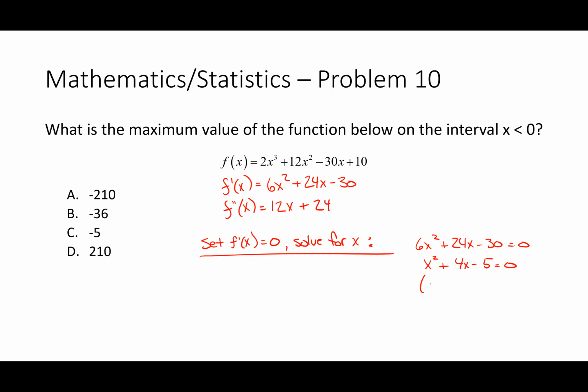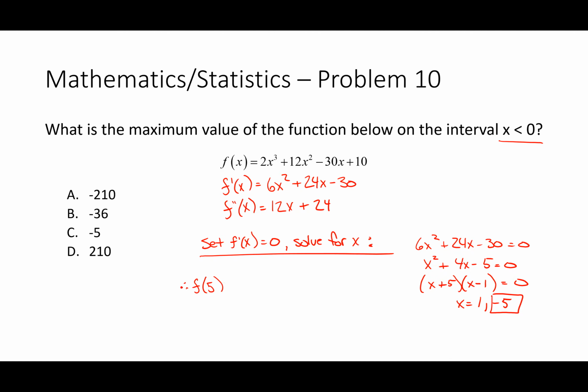I think I can factor that. All right, so 5 and 1. And then if I make that positive and that negative, that works out. And so that yields x is 1 or minus 5. Now let's go back to the question. What is the maximum value of the function on the interval x is less than 0? So less than 0 means that I only consider x equals minus 5.